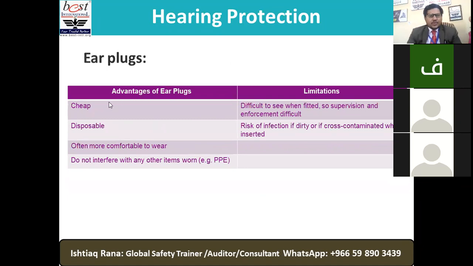Now, earplugs. The advantages: cheap, disposable, often more comfortable to wear, and do not interfere with any other items worn like PPE. But limitations: difficult to see when fitted, so supervision and enforcement is difficult. The risk of infection if dirty, or cross-contamination when inserted. So these are some of the limitations of earplugs as per NEBOSH theories.